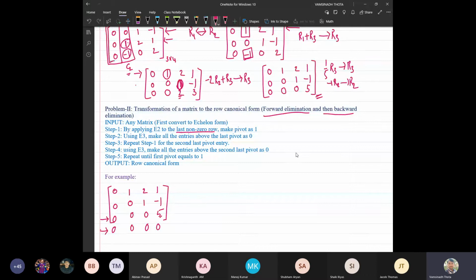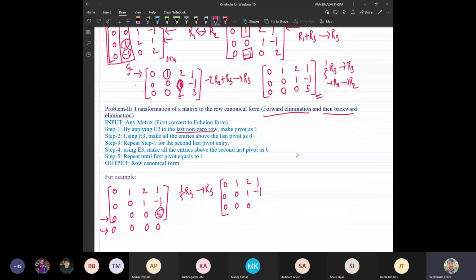In the last non-zero row, 5 is the pivot element, and we have to make it 1. So we do 1 by 5 times R3 replaces R3. Thus, what you will get: first row no change, 0, 1, 2, 1, and then 0, 0, 1, minus 1, and then 0, 0, 0, 1. Fine. Understood? Any doubt?